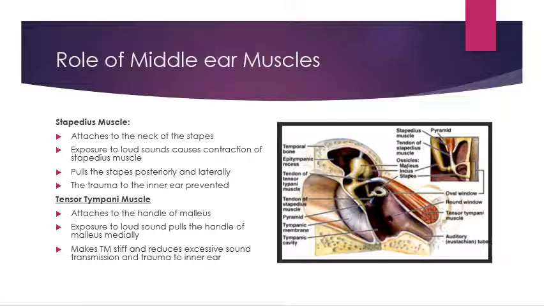Similarly, another action is that of your tensor tympani muscle. The tensor tympani muscle comes out from the semicanal for the tensor tympani, that is present just above your eustachian tube opening in the anterior part. Then it is attached to the handle of the malleus. So whenever there is a loud sound, what happens? This muscle will contract, and when this muscle contracts, the handle of the malleus will be pulled inside, that is medially. So this will make the tympanic membrane tense, and the effective vibration will be reduced. So this is how it is going to protect the inner ear.